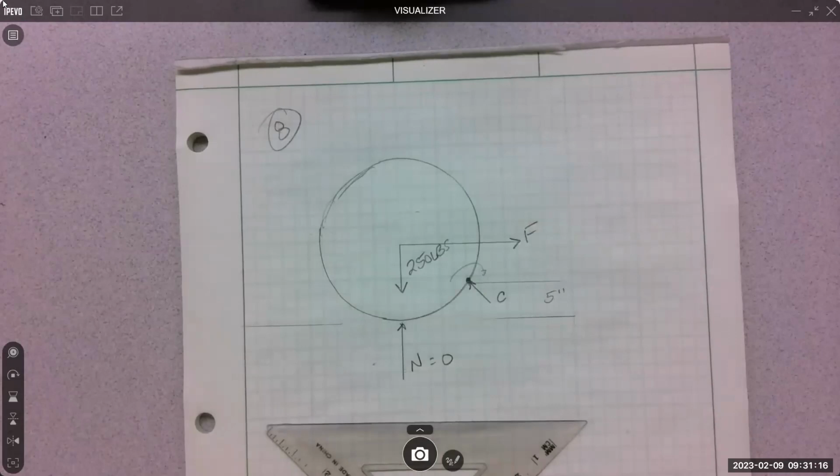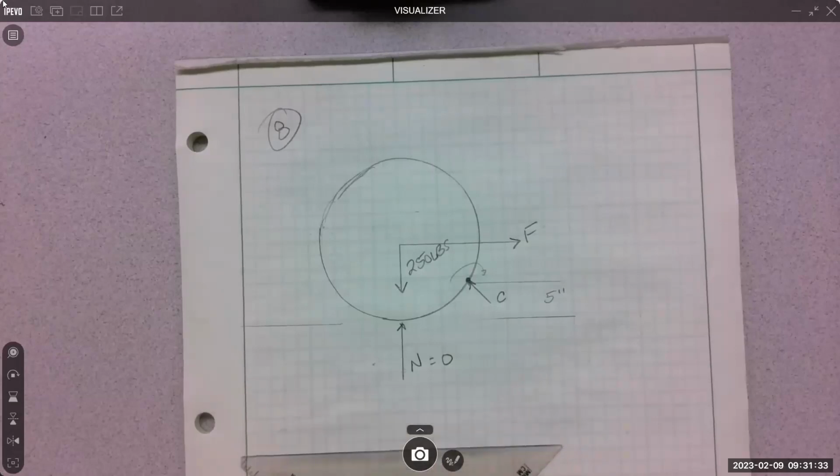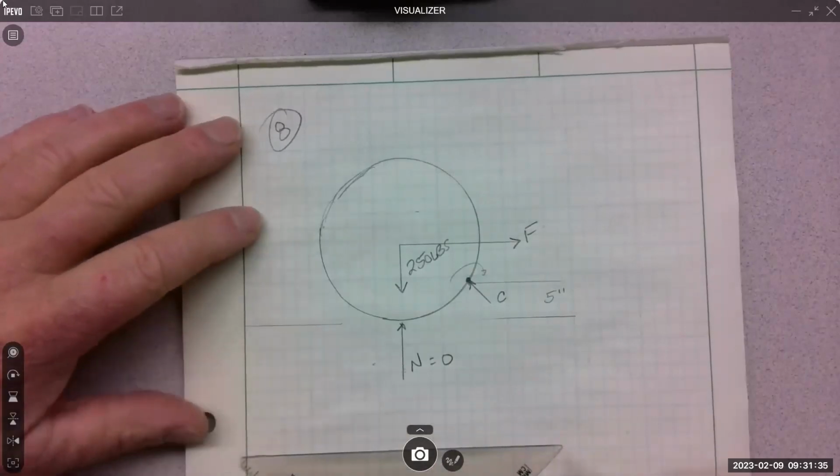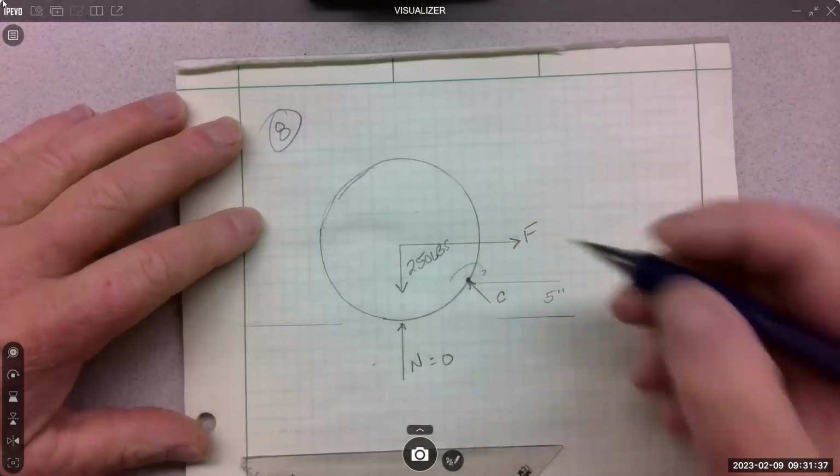So if I figure out what are the sum of the moments about this point, and if I figure out that equilibrium, then I'll know that anything more than that for F and this thing starts to move. So the way to work the problem is you have to figure out moments about C.